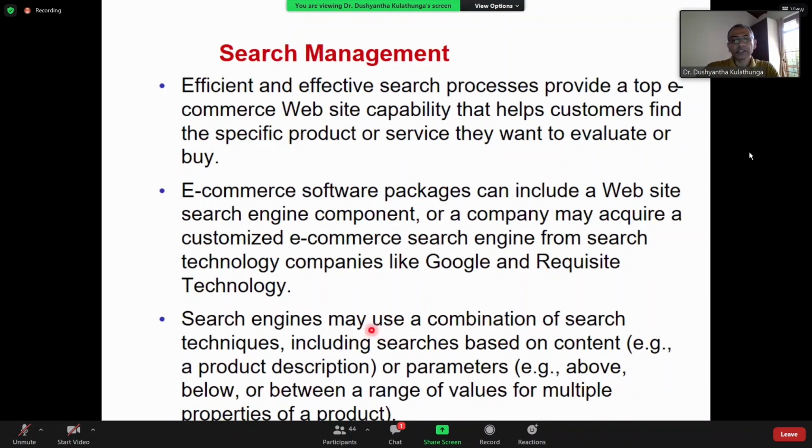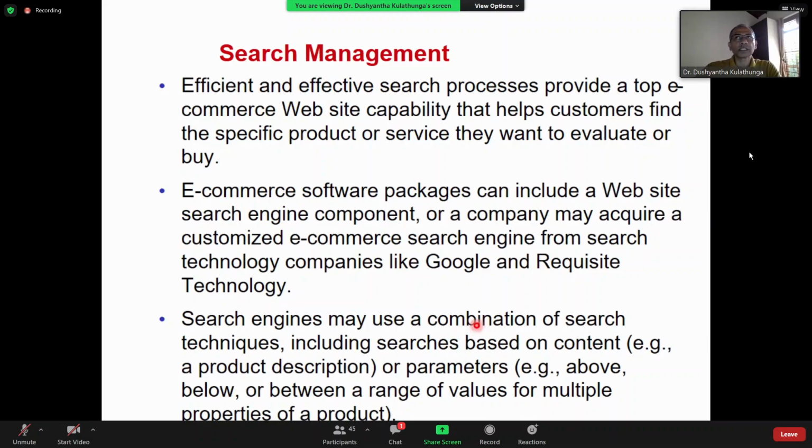Search engines may use a combination of search techniques, including searches based on content. Example, product description or parameters. Example, above, below, between a range of values, so multiple properties of a product. Now, this is again just an example given.